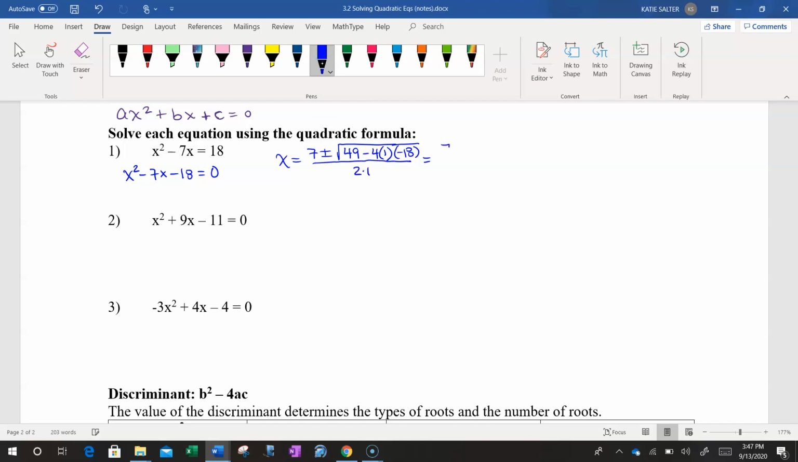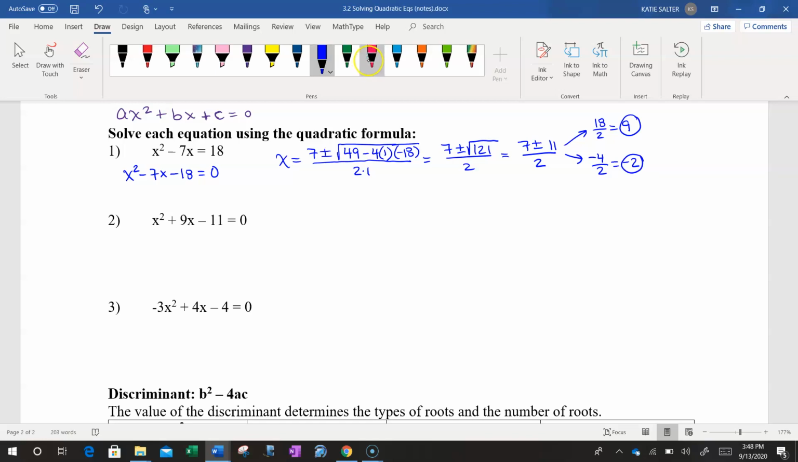All right, so then we're going to clean it up. So that is 7 plus or minus the square root of 121 all over 2. 121 is a perfect square, so that is 7 plus or minus 11 over 2. So we then break it up. 7 plus 11 is 18, and 18 divided by 2 is 9. 7 minus 11 is negative 4, and negative 4 divided by 2 is negative 2. So in this case, we have 2 real rational roots, negative 2 and positive 9. So this one actually would have been one that would have been easy to factor.